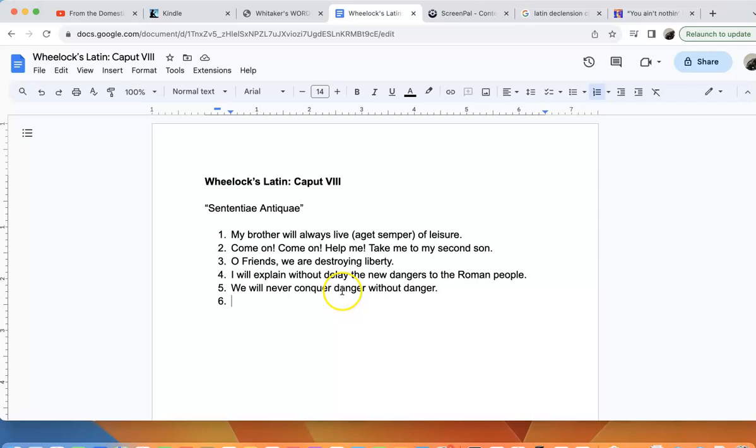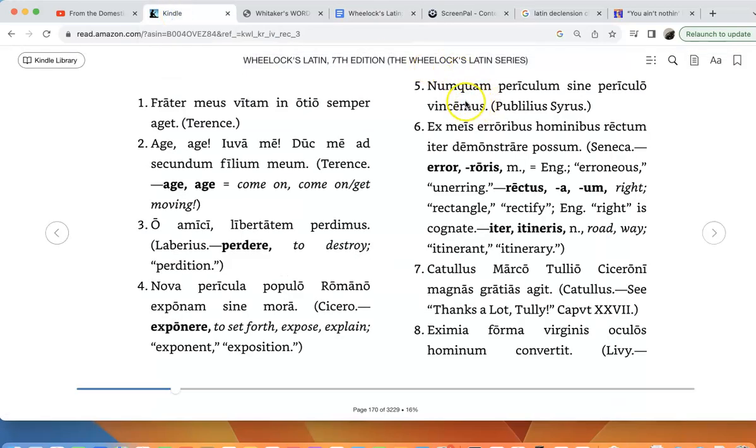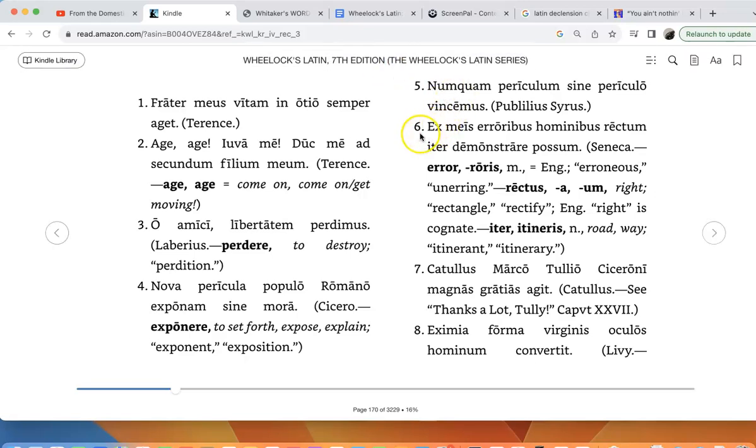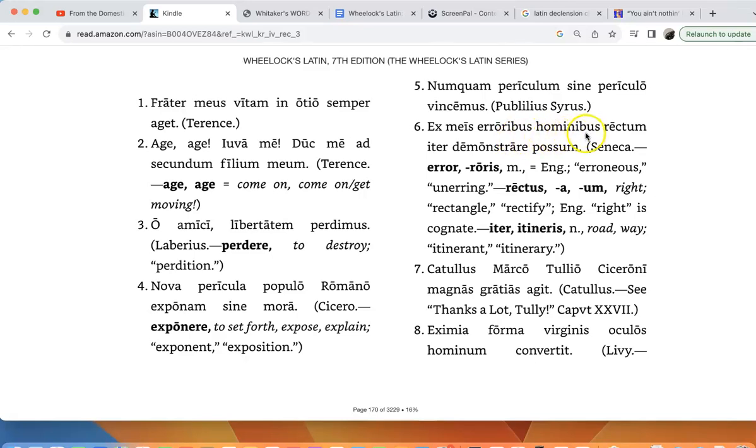Competitive politics, you can go on and on. The higher you try to achieve, the more risk and danger there is that there'll be setbacks and other obstacles that you will have to overcome. So that one's a good one right there. Playing it safe probably is not the way to a successful, meaningful life. All right, ex meis erroribus hominibus rectum iter demonstrare possum.